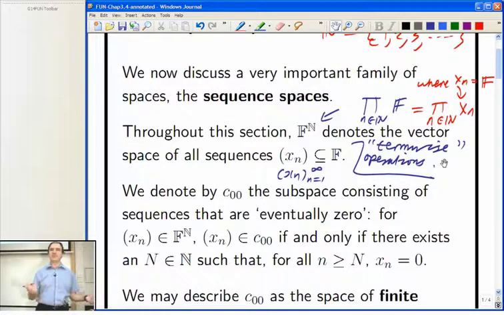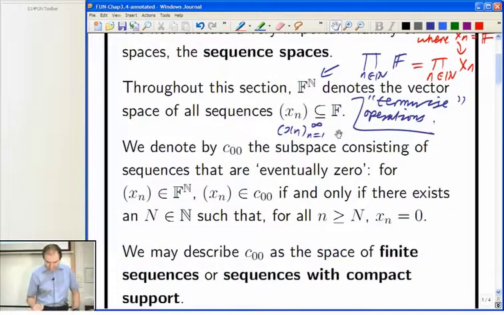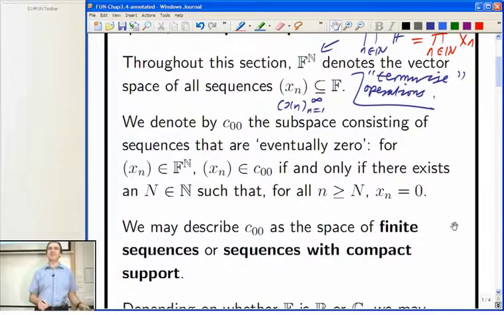The termwise operations, as I mentioned before: if you add two sequences, it means you add the first components to get your new first component, add the second components to get your new second component, and so on. Or terms, whatever you want to call them. Component-wise operations is another way. So again, I'm always running from 1 to infinity in this setting, unless otherwise stated.